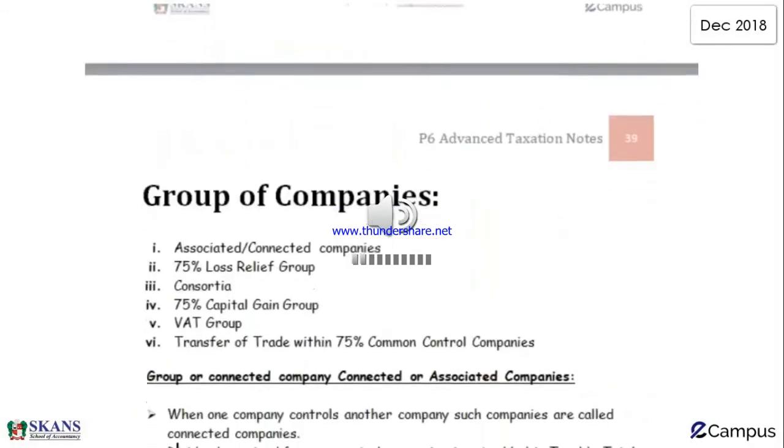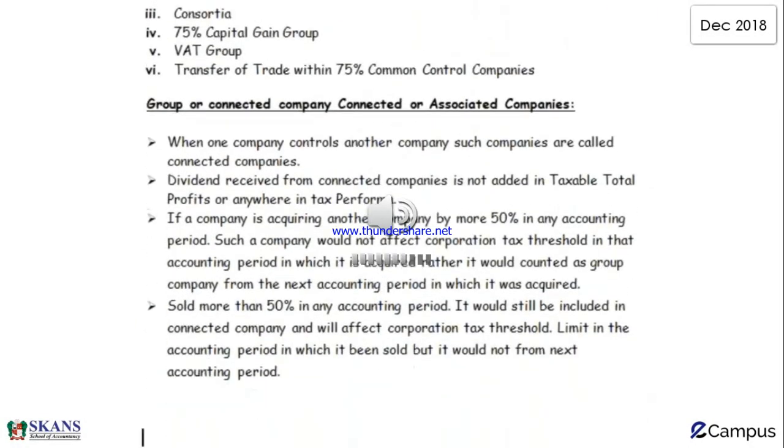Companies. Alright, groups of companies. The first group which we have to consider is associated or connected companies group, which are nowadays called 51% group companies. So either you can call them 51% group or connected companies.